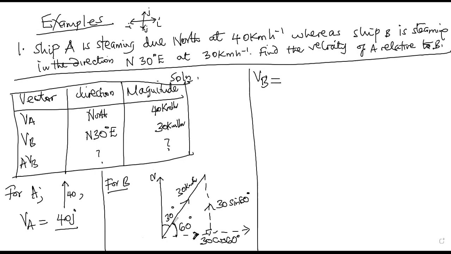Someone who didn't want to use 60 would complete it like this, and resolve with respect to 30. Okay? But this one seems easier. So velocity of B is the horizontal component, which is on the adjacent, that is 30 cos 60 I, with, now we have to add this component, 30 sine 60 J.